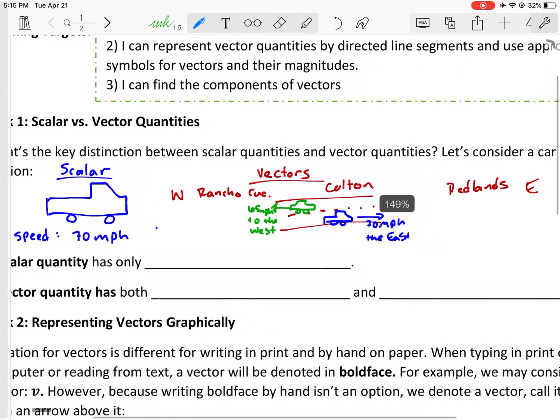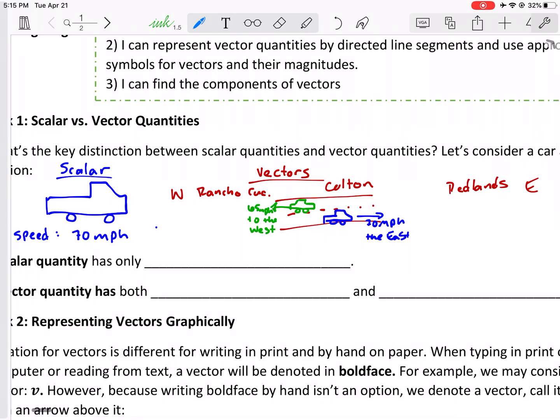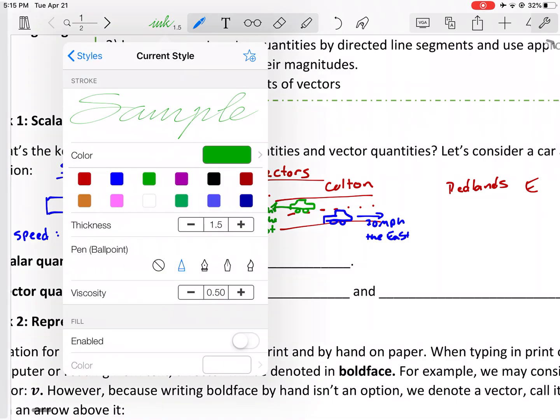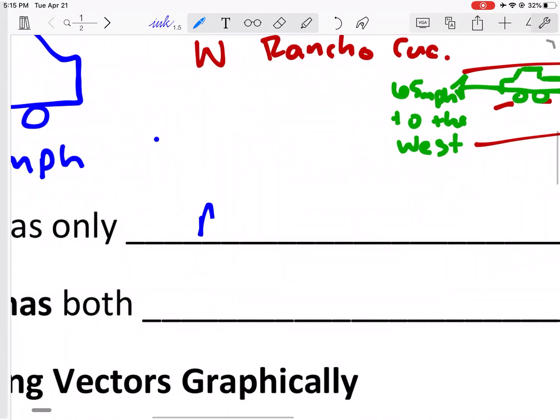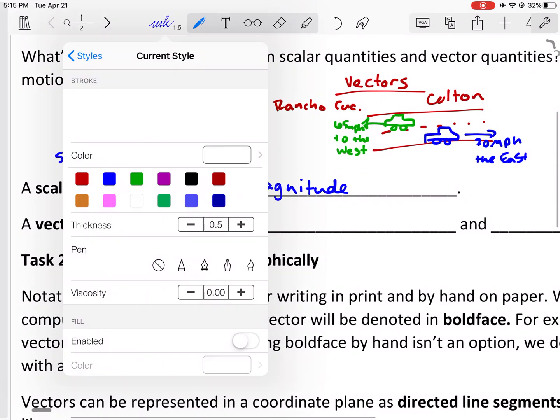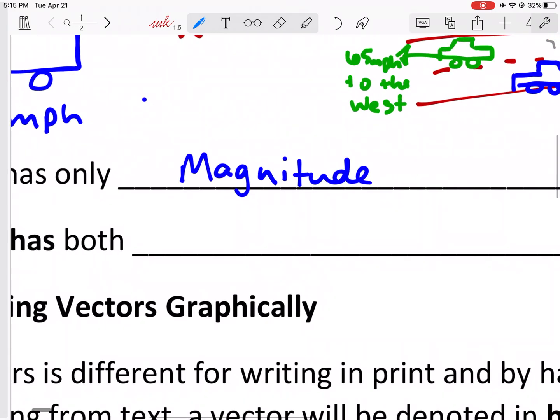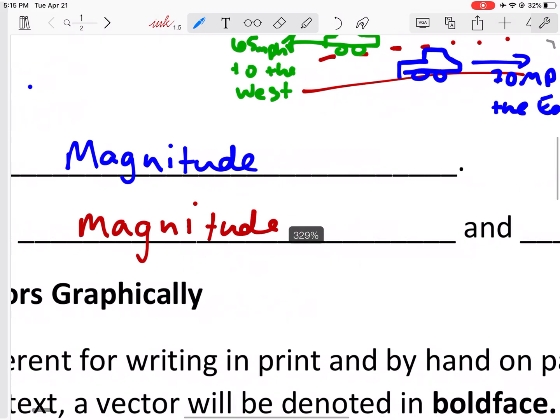So vectors are quantities that give us both a magnitude and a direction. A scalar has only a magnitude, so write that here. Scalar has only magnitude. But a vector quantity is beautiful because it tells us both magnitude and direction.